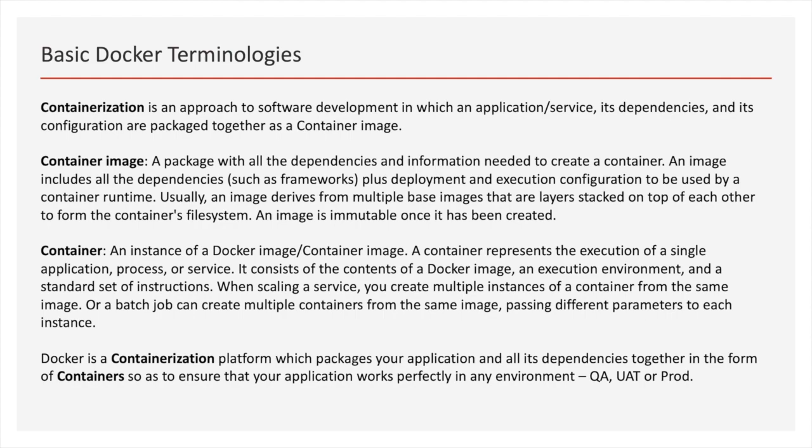Generally, an image derives from multiple base images that are layers stacked on top of each other to form the container's file system. An image is immutable once it has been created. We cannot change an image once it's created, though we can always create a new one and delete the previous one if it is not required.